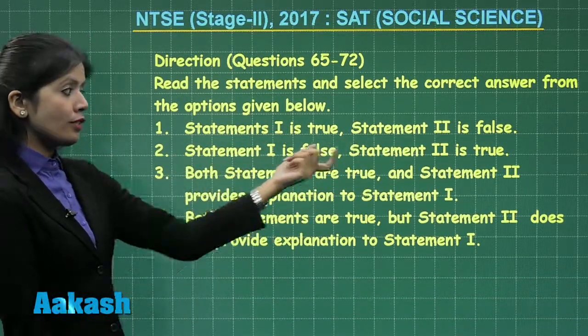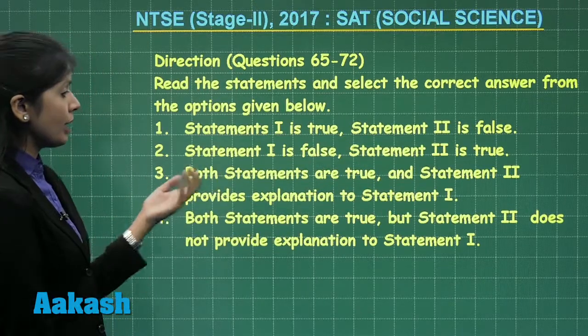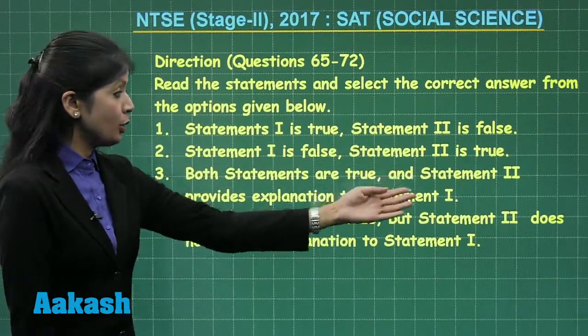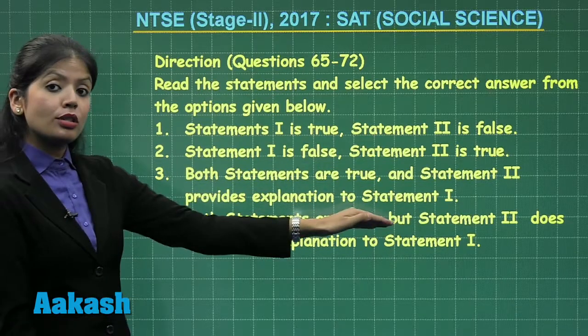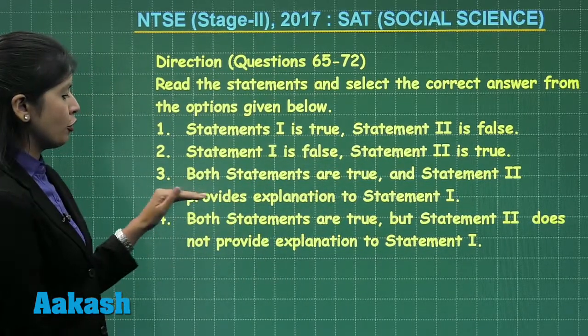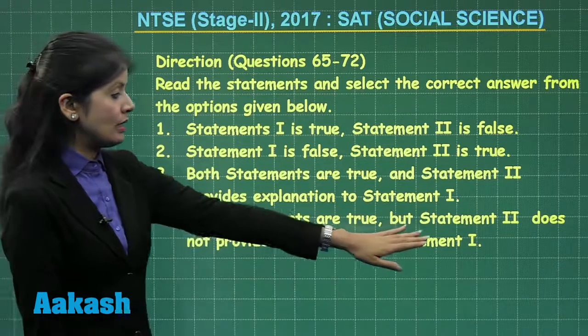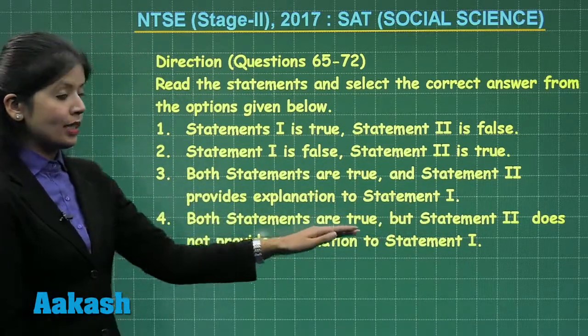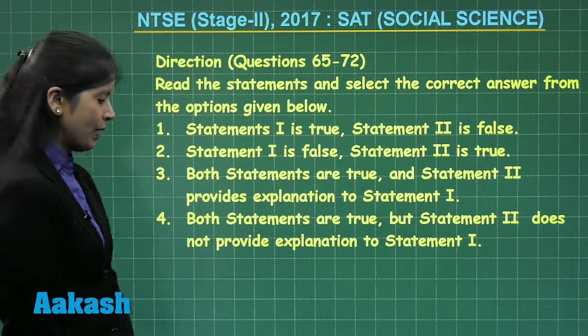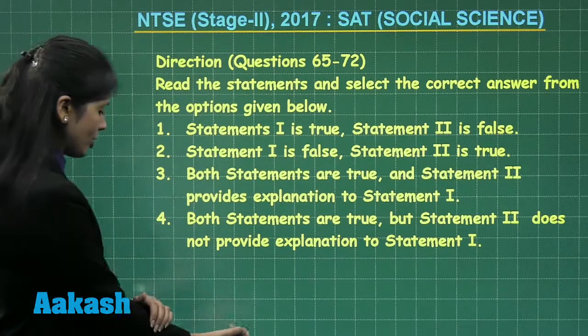Option 2 if 1 is false, 2 is true. Option 3 if both are true but statement 2 provides explanation to statement 1. And option 4 where both statements are true but statement 2 does not provide explanation to statement 1. Let's look at the first question, question number 65.